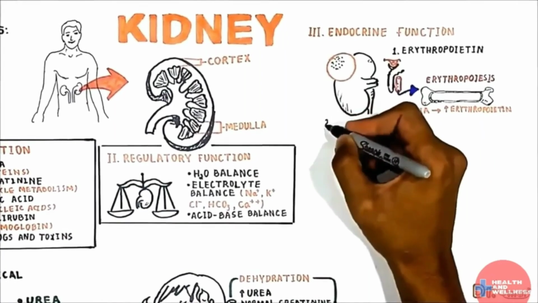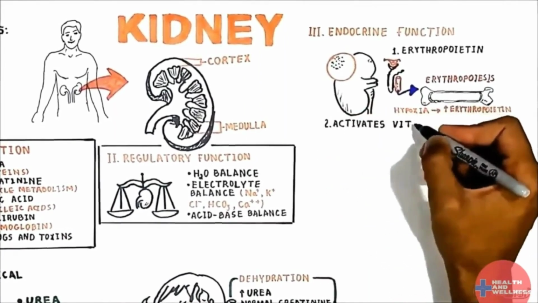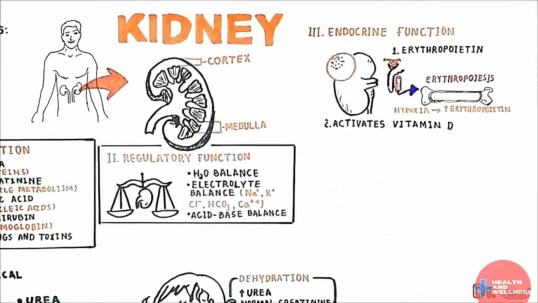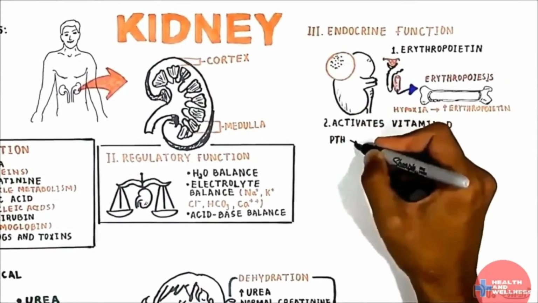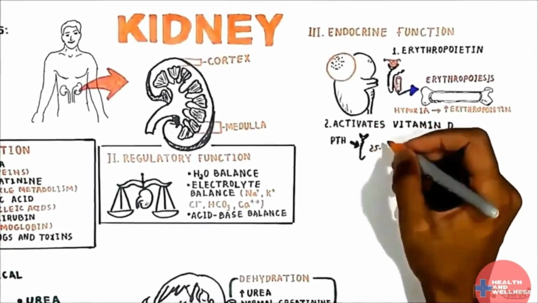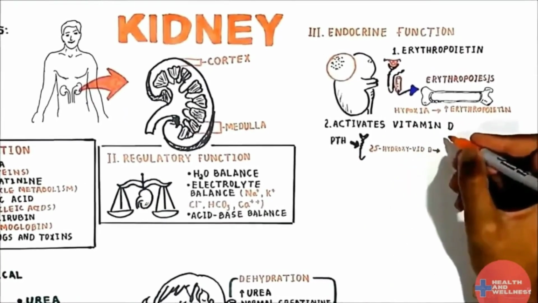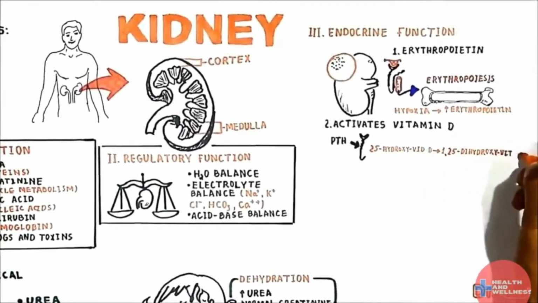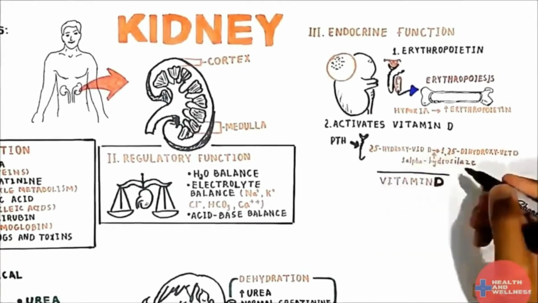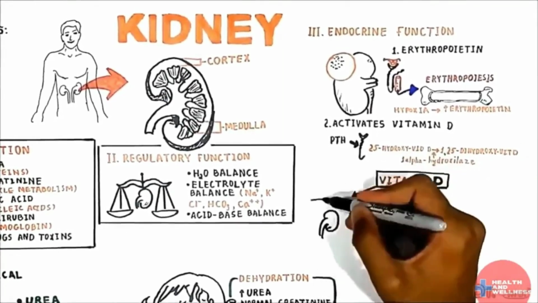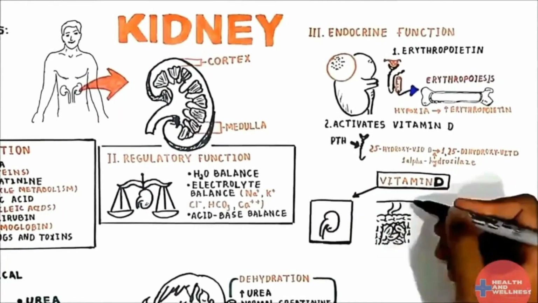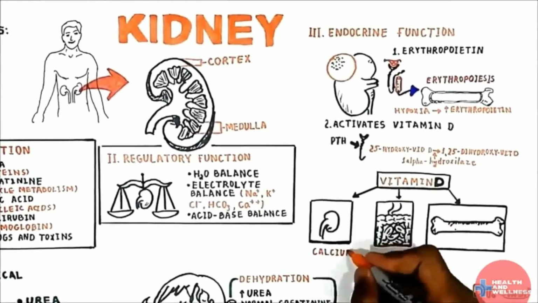The second endocrine function of the kidneys is activating vitamin D. First, the parathyroid hormone acts on the proximal convoluted tubule cells, and then hydroxylase aids 25-hydroxy vitamin D to form the active form of vitamin D. Vitamin D can act on kidney, intestines, and bones to regulate calcium homeostasis.